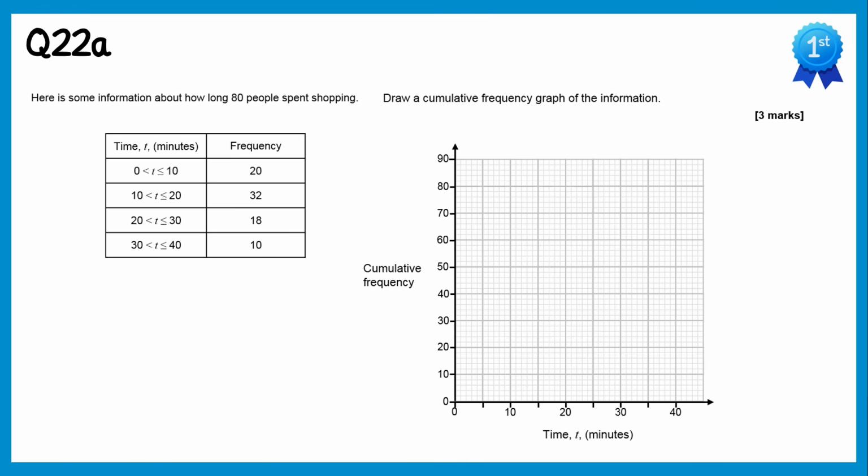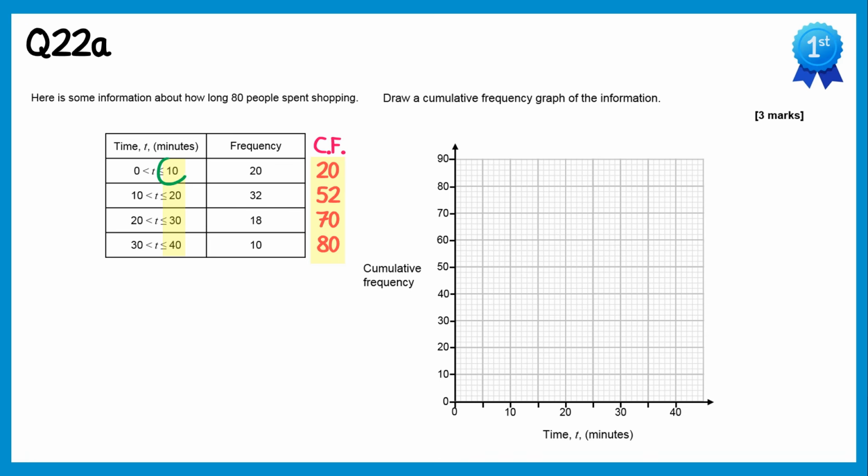For this question, we're going to draw a cumulative frequency graph. To do this, we need to do the cumulative frequency column in the table. The first frequency is 20, and then we add on each next frequency. So 20 add 32 is 52. 52 add 18 is 70, 70 add 10 is 80. We then need to plot these. You must be careful though and plot the end point of each interval with the cumulative frequency, not the midpoint.